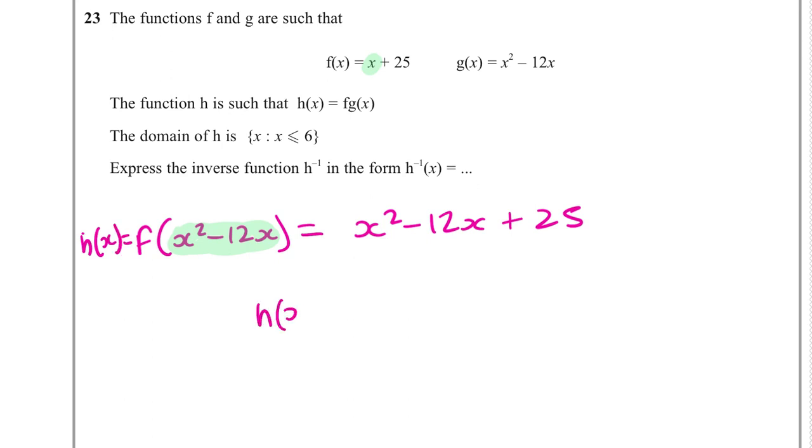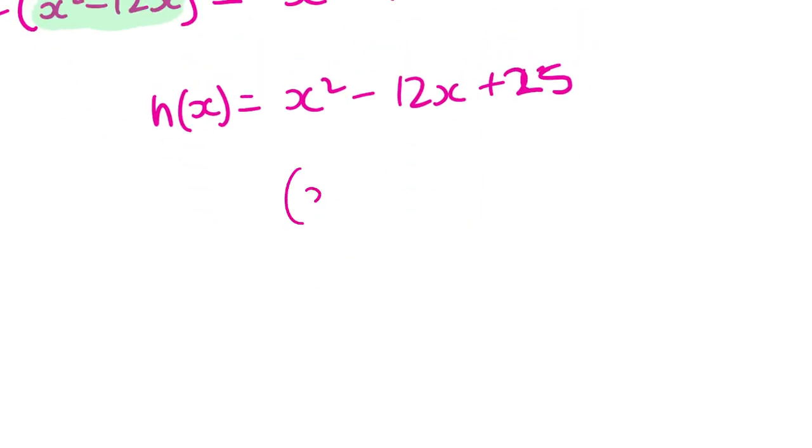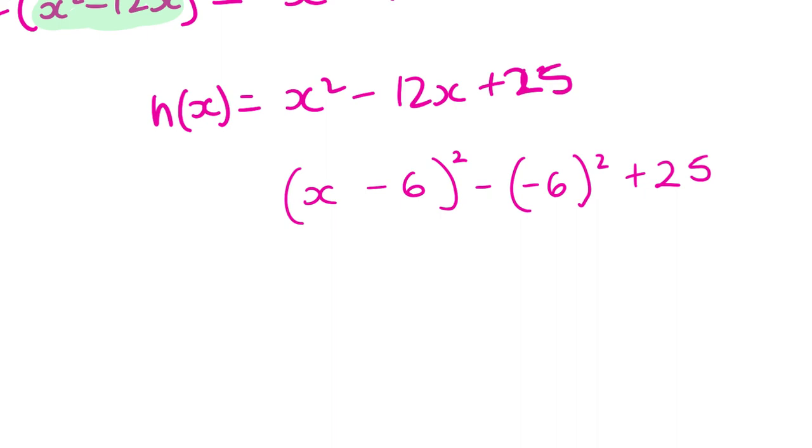So if I want the inverse of h of x, I want to rearrange this technically to get x equals. How do I do that? Now, whenever we have a quadratic in a function, we have to complete the square, because that's the only way to get x on its own. So we're going to have x minus 6 squared, because that's half of minus 12. Minus 6 squared plus 25, because we need to see what's left over from the square. So we're going to have x minus 6 squared minus 36 plus 25 is actually minus 9.